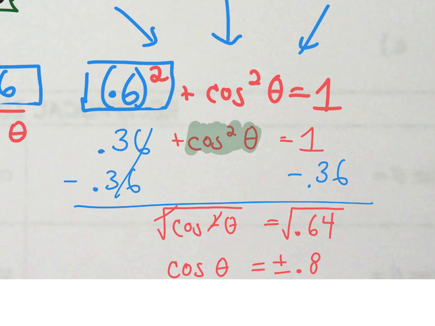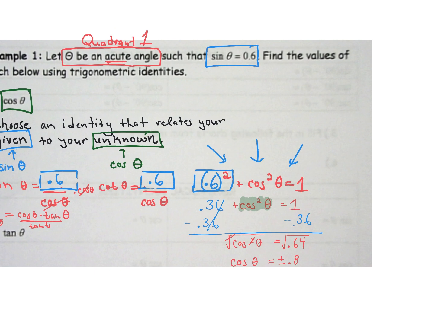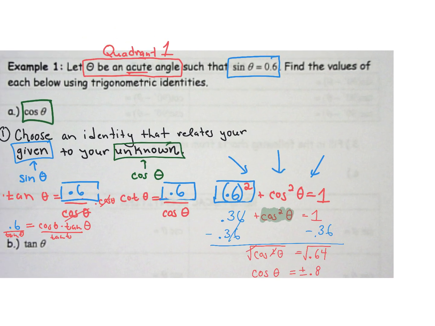Let's go back to the beginning of the problem. Remember that our angle had to be acute. Your cosine value had to be in quadrant 1. We're trying to decide between positive and negative, and I'm saying you can only keep one of those. So in quadrant 1, is cosine positive or negative? Remember, cosine is x. So in quadrant 1, is x positive or negative?